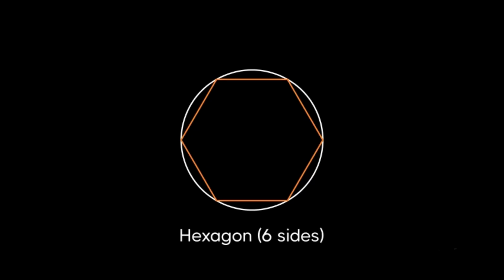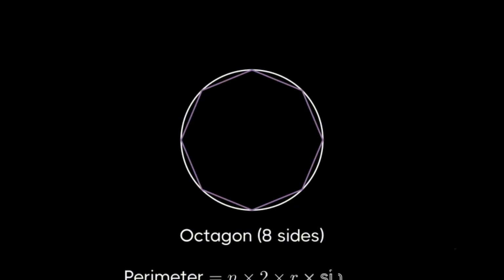As we increase the number of sides, the perimeter increases. This is happening because our polygon is getting closer to matching the circle's actual circumference. Each additional side allows the polygon to hug the circle more tightly.